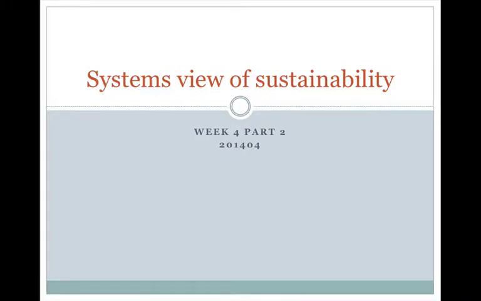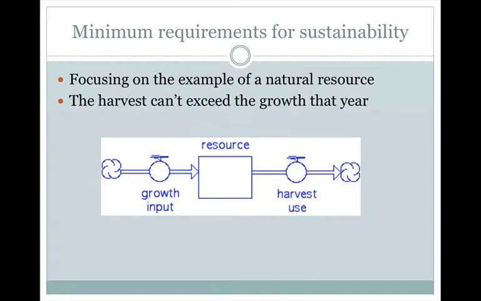This is an example of how we can use the systems view to undertake a topic as large and as nebulous as sustainability. So we're going to talk about the minimum requirements for sustainability, and in particular, focusing on an example of a natural resource. What if you wanted to maintain a sustainable harvest? So this is just an ecological example.